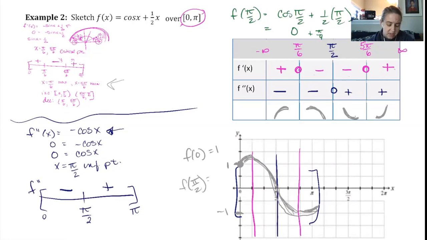Cosine of pi over 2 is 0. That's handy. And then 1/2 times pi over 2, that would just be pi over 4. That's about 0.75. So my graph probably goes a little low. It should probably be 0.75 would be up here on my graph. So this might look a little better. But if you wanted it to be very accurate, you would go through and find your y values.